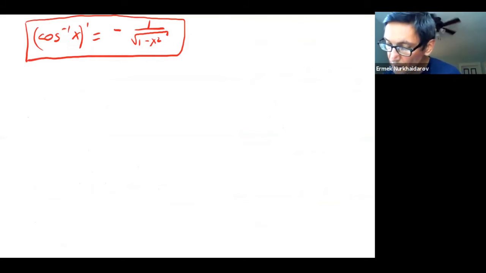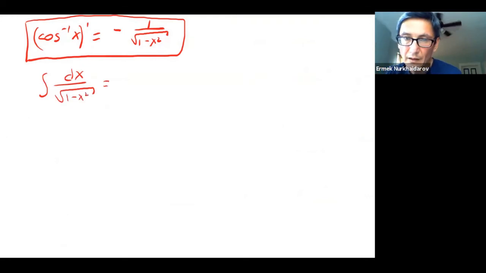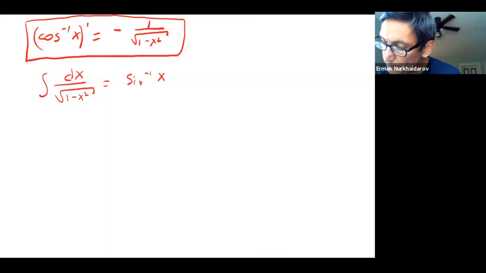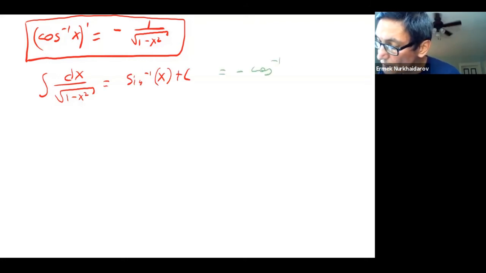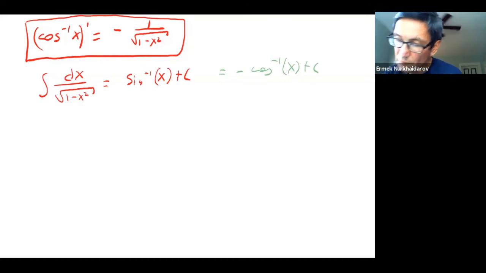So in particular, from here, it follows that we have one more table integral: the integral of 1 over square root of 1 minus x squared equals sine inverse of x plus constant. It also equals negative cosine inverse of x plus constant, but usually we don't use negative cosine inverse of x because if we can deal without minus, then we'll rather deal without minus. We'll rather say it's sine inverse of x.